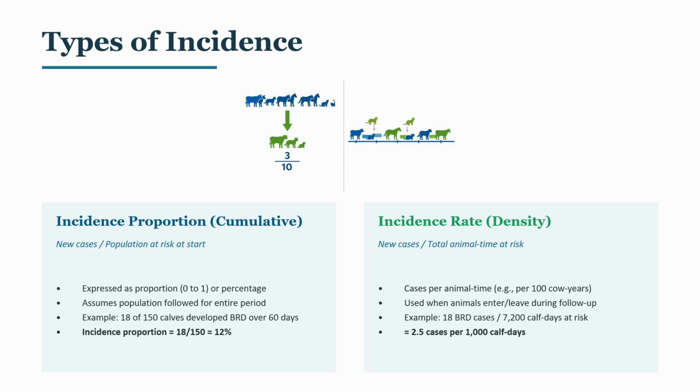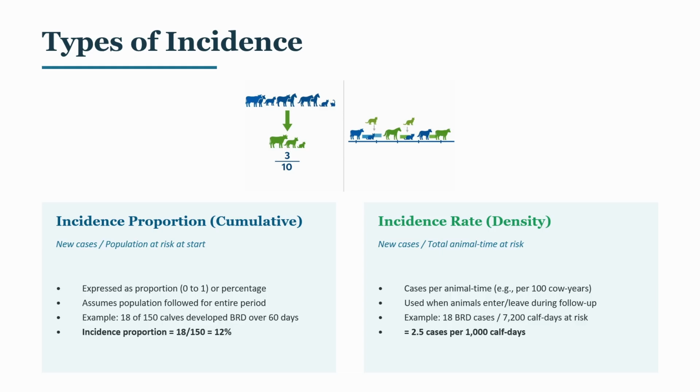Incidence proportion, also called cumulative incidence, is the simpler of the two. You start with a defined population of at-risk animals, follow them for a defined period, and count how many develop the disease. 18 calves out of 150 at-risk calves develop bovine respiratory disease over 60 days. Incidence proportion is 18 divided by 150, which is 12%. You can interpret this directly as a probability. A calf entering this feedlot has a 12% chance of developing BRD in the first 60 days.